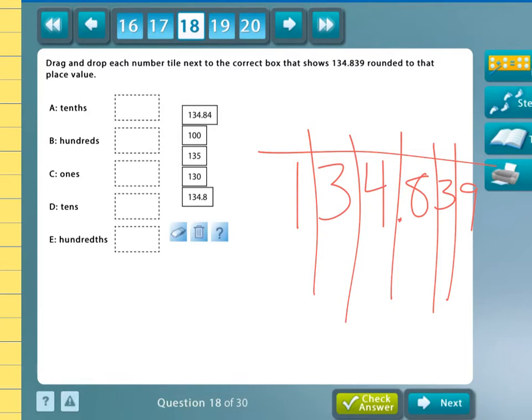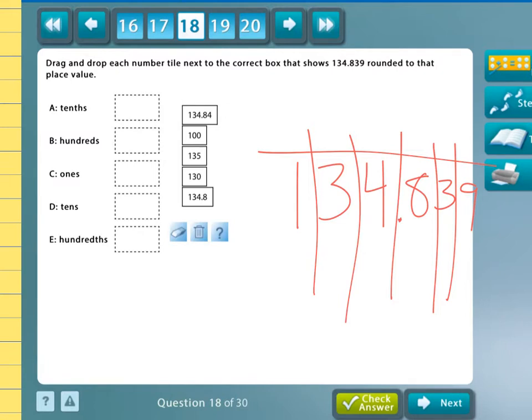Rounding to the nearest hundreds, here's our hundreds right here. Look to the right, that's less than 5, so that number is just going to round to 100. 100 is closest to 134. Rounding to the nearest 1, here's our wholes right here. Look to the right, that's an 8, so that number is going to round up to 135 right there.